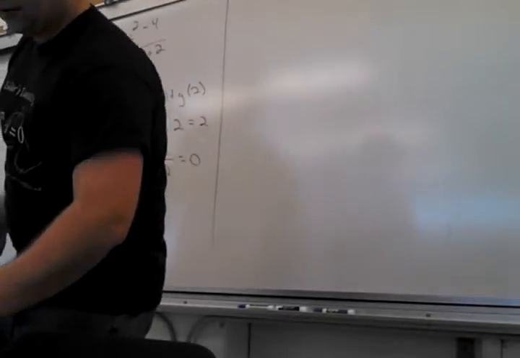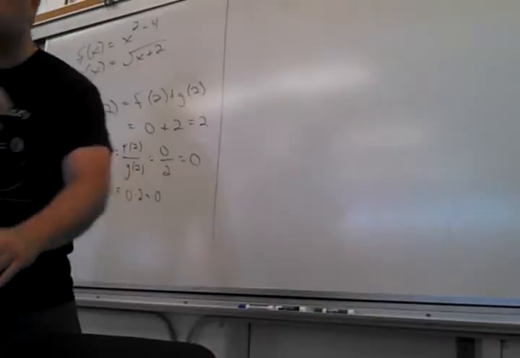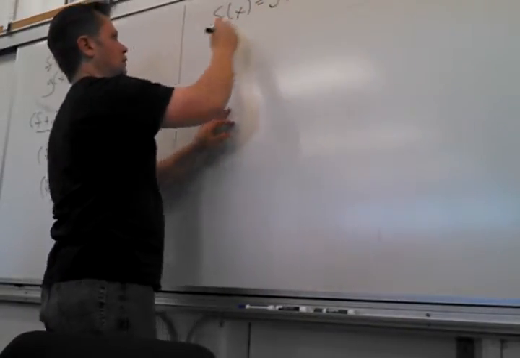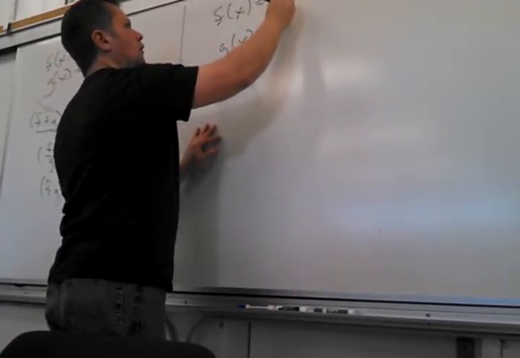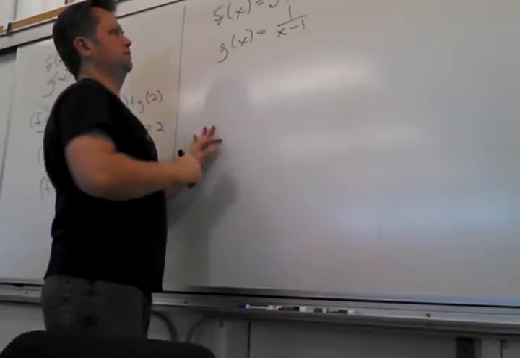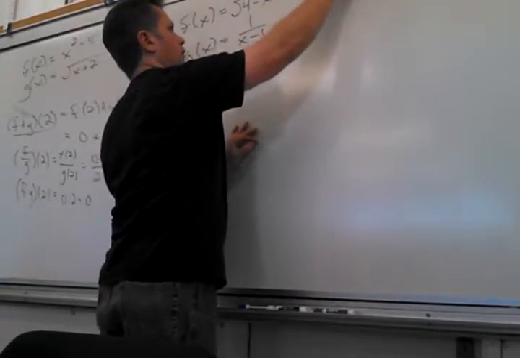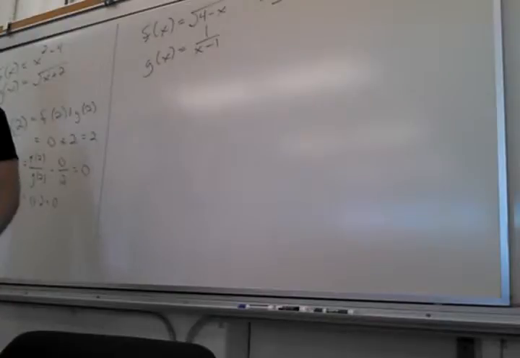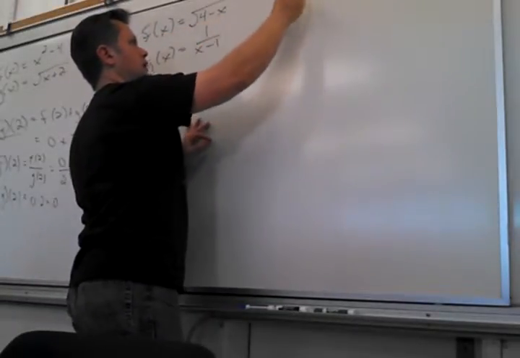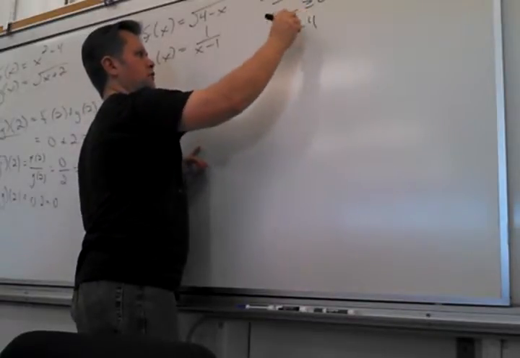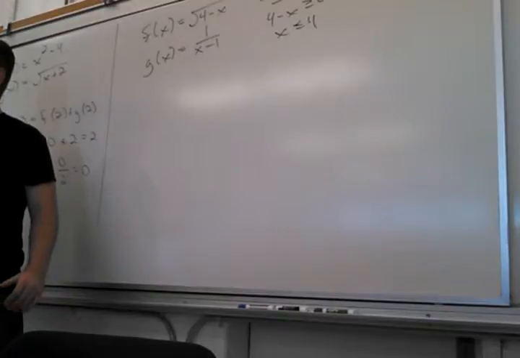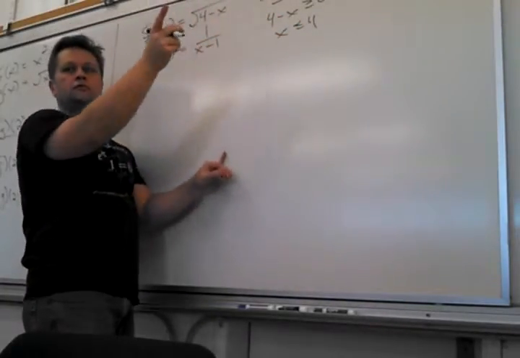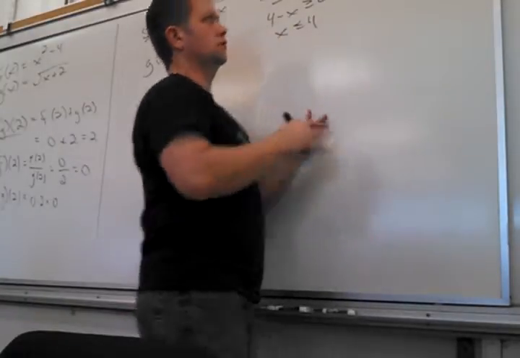The other major thing in this section, and actually let me say something about domain real quick. Let me give you two different ones. All right. What's the domain of f? How'd you figure it out? 4 minus x, greater than or equal to 0. So you get x less than or equal to 4. Is that cool? All right. What's the domain of g? All of my numbers except for 1. Yeah, everything except 1. So x not equal to 1. All right. So far, so good?